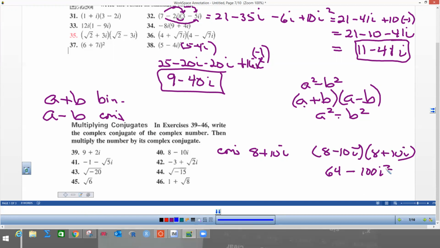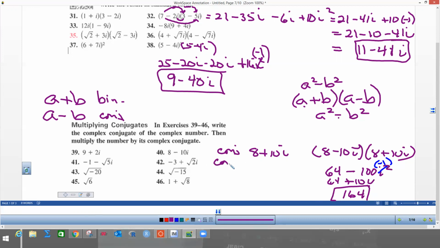So in place of i squared, I want to think of this as being negative 1, which gives me 64 plus 100, which ends up making this just the real number, 164. I'm going to do number 42.